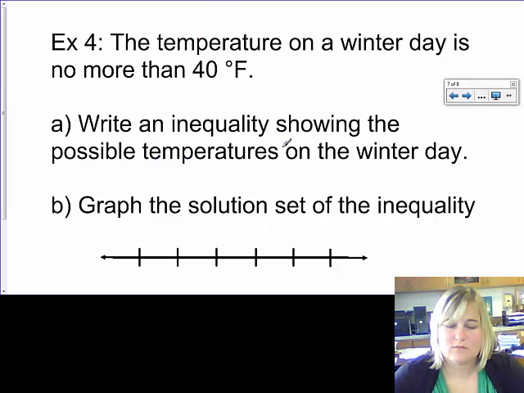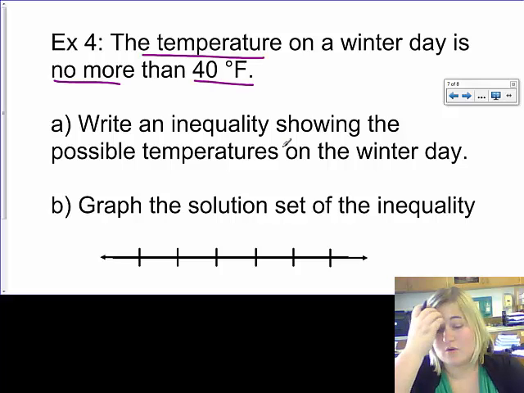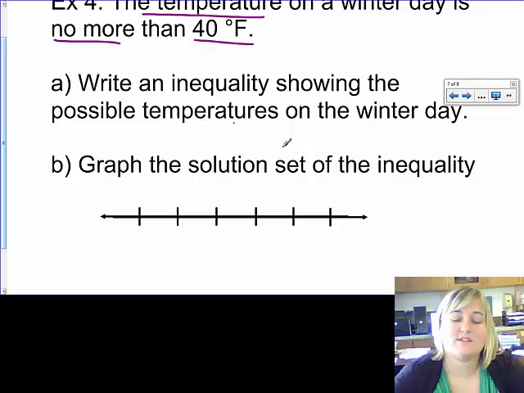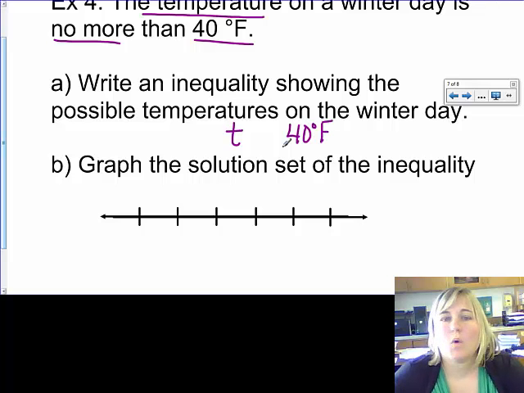Okay. The temperature on a winter day is no more than 40 degrees. The temperature is no more than 40 degrees Fahrenheit. Write an inequality showing the possible temperatures on that winter day. So the temperature, I'm going to call it T. And I know that I'm talking about 40 degrees Fahrenheit. Okay? I know that it is no more.